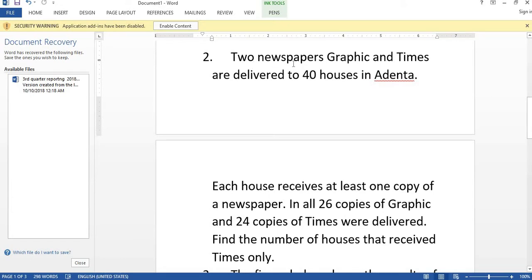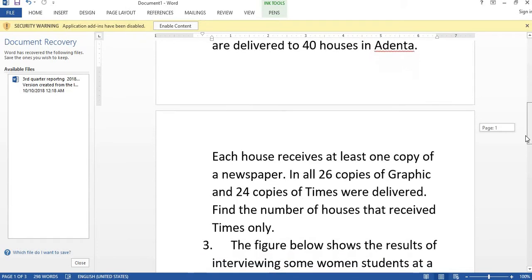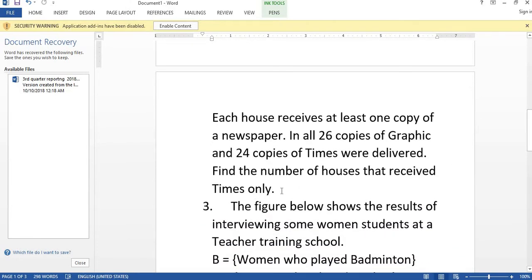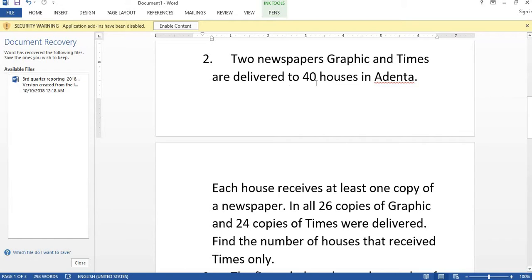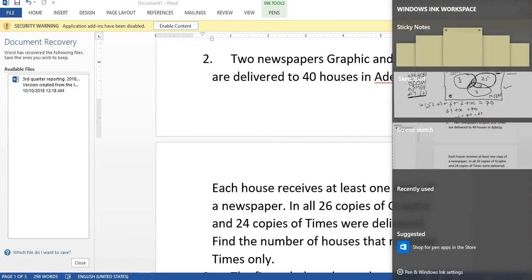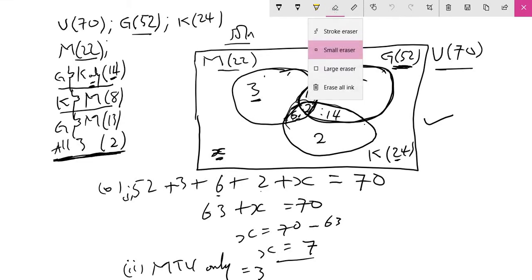Second question said, 2 newspapers, that's Graphic and Times, are delivered to 40 houses in Adenta. Each house receives at least 1 copy of a newspaper. In all, 26 copies of Graphic and 24 copies of Times were delivered. Find the number of houses that received Times only. Okay, so this is a 2-step problem. So you might want to pause the video and try to solve it yourself. And I'm also going to solve it right about now. And don't forget to leave your questions and comments below.